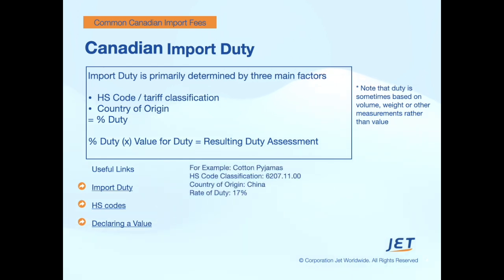Here's a simple example. Say you're importing a set of cotton pajamas worth $120. This item is subject to a 17% duty, so 17% of $120 equals $20.40. Pretty straightforward, but keep on listening as there may be a way to import these pajamas duty-free.